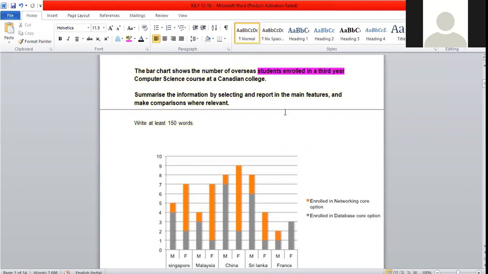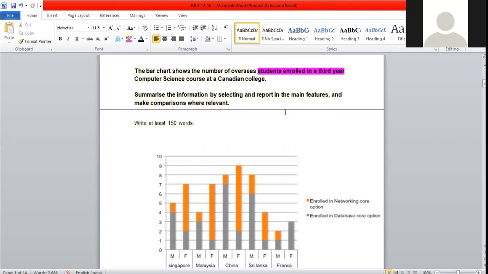Okay. Hi everyone. Today we are going to see a bar chart. Bar chart is one among the classical academic task one, where we need to compare figures or numbers in detail.